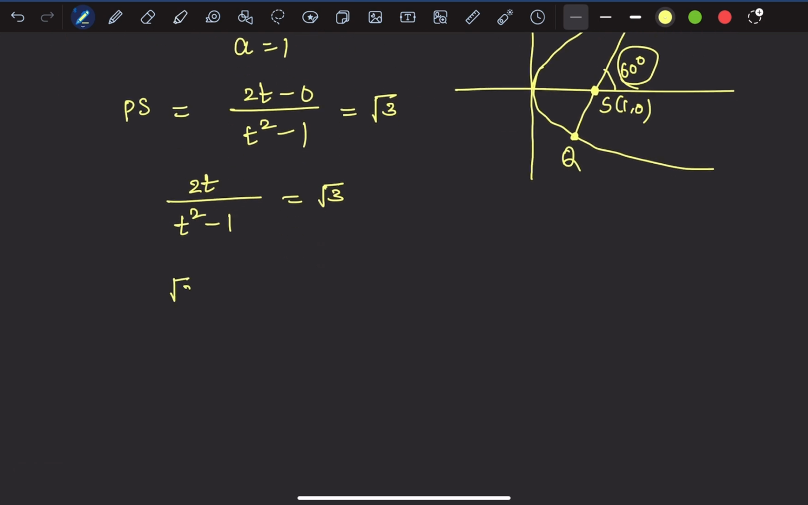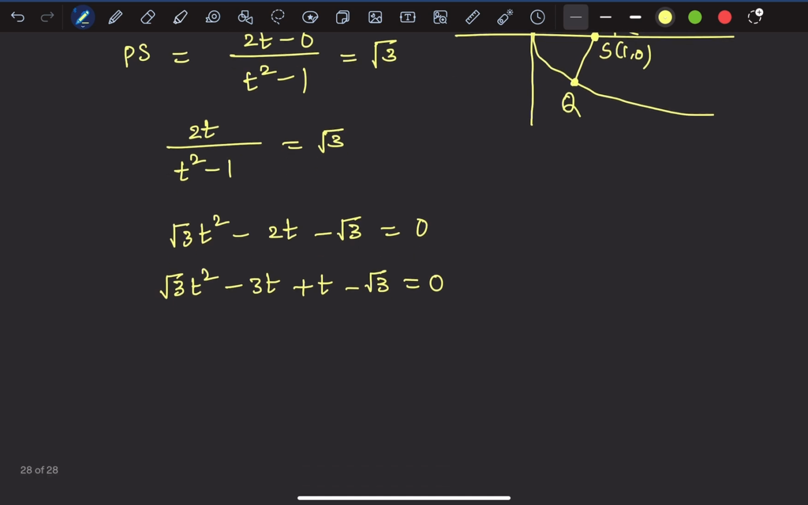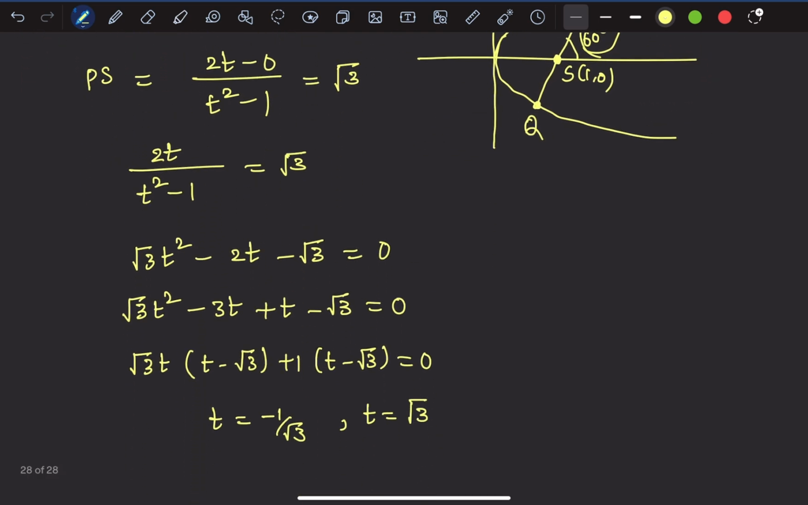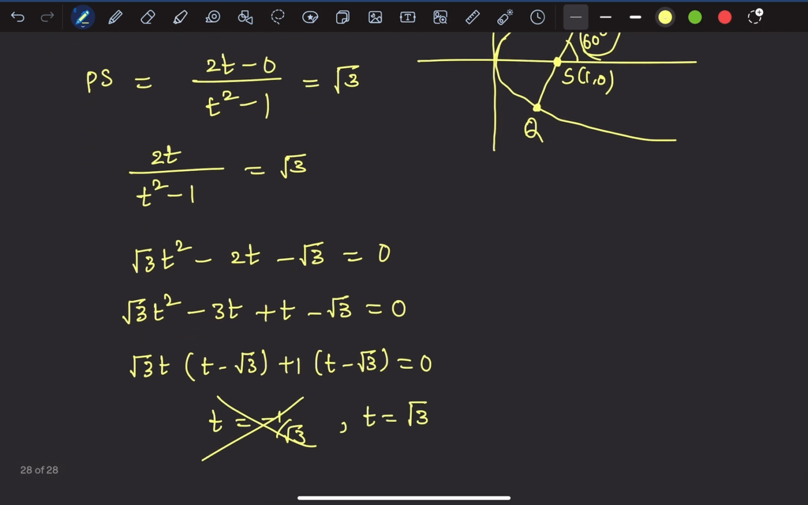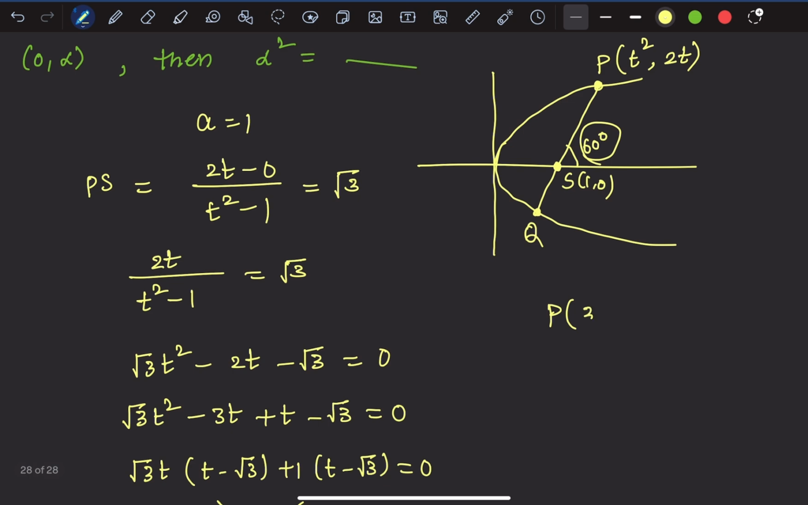Now this will be root 3 t square minus 2t minus root 3 is equal to 0. So this will be root 3 t square minus 3t plus t minus root 3 is equal to 0. Now this will be root 3 t multiplied by (t minus root 3) plus 1 multiplied by (t minus root 3) is equal to 0. So t is equal to minus 1 by root 3 or t is equal to root 3. Since P is in the first quadrant, we don't consider the first solution. So t is equal to root 3. So P will be (t square, 2t), which is (3, 2 root 3), and S is (1, 0).